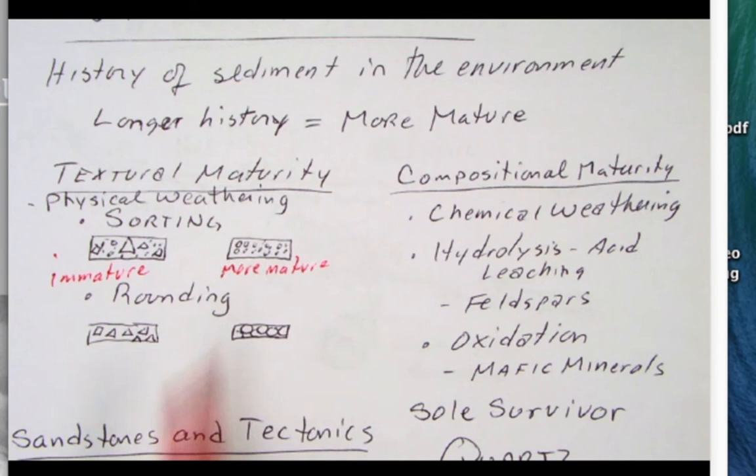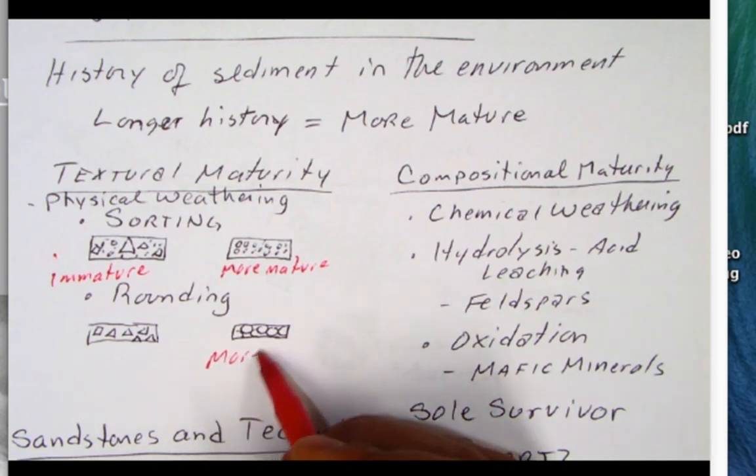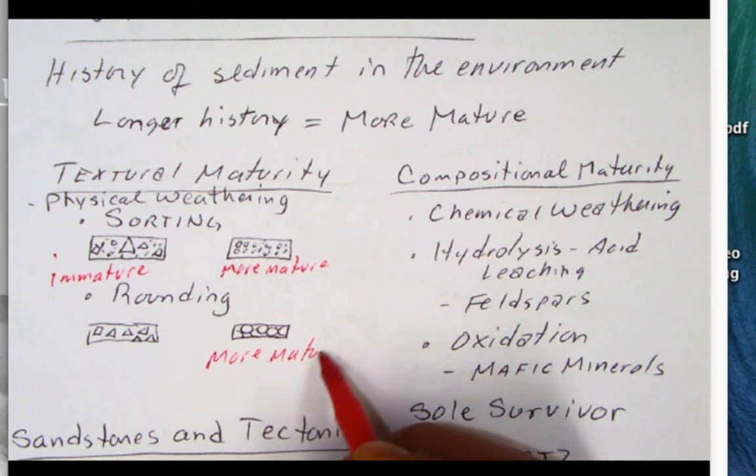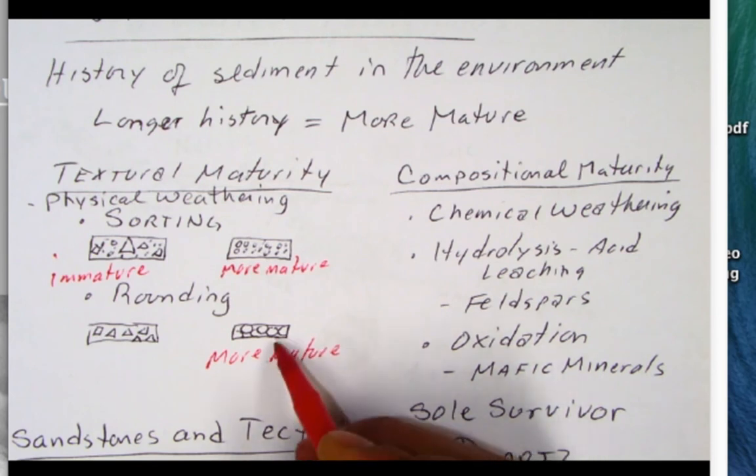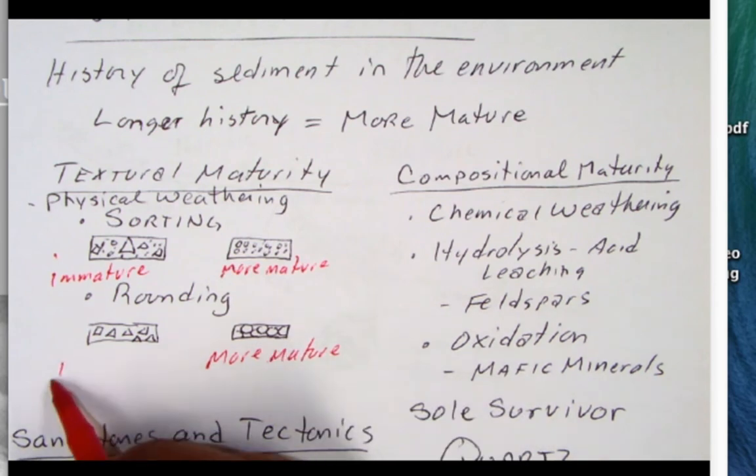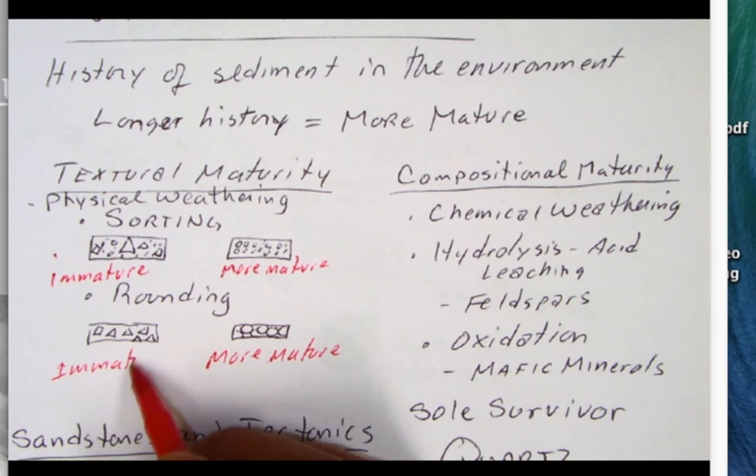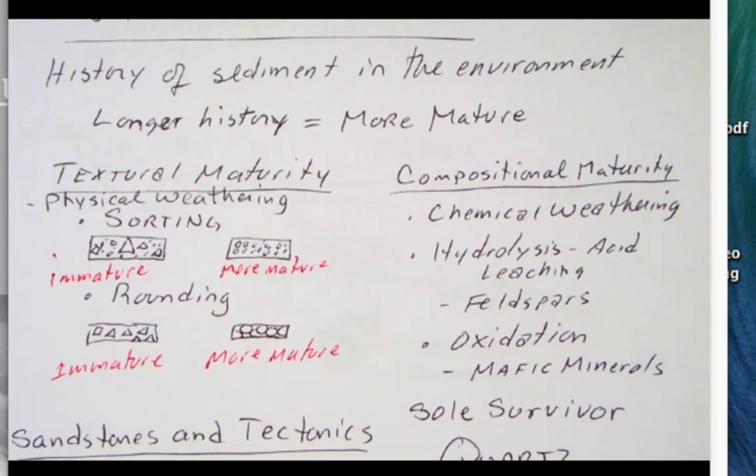The other way to look at textural maturity is the sharp edges. If the sediment still has sharp edges, well, then it hasn't traveled very far. But if the sediment tends to have rounded grains, like a conglomerate, then it's traveled some distance. So this would be more mature as well, because the sharp edges have been abraded away by tumbling down a river valley, whereas this one over here is immature. So that's a couple of things we look at just in terms of textural maturity.